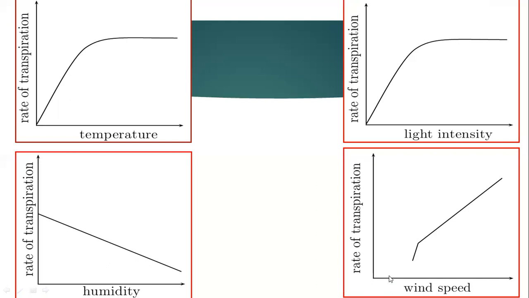Wind speed, here wind has no effect. Why is the curve starting here? Because wind has no effect on the rate of transpiration, regular, neutral, nothing at all. So when the wind is increasing, the rate of transpiration increases, and as the wind is increasing, removal of the water from the leaf will be more, and the rate of transpiration will be more.